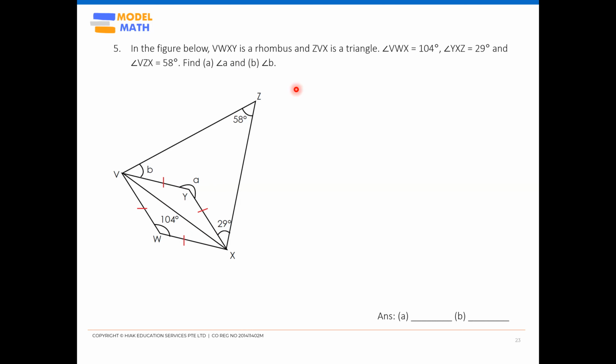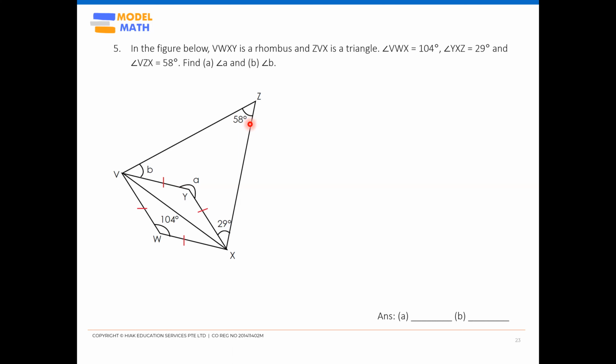Now, ZVX is a triangle, so that's just a normal triangle. Take note, they didn't say isosceles triangle, so do not assume that this is isosceles. Some of you might say, oh, this looks like isosceles, but if the question didn't say so, please do not assume. All these are not drawn to scale. Then we have angles provided: angle YXZ is 29, over here, and angle VZX is 58, this one. So we are just studying through the diagram first.